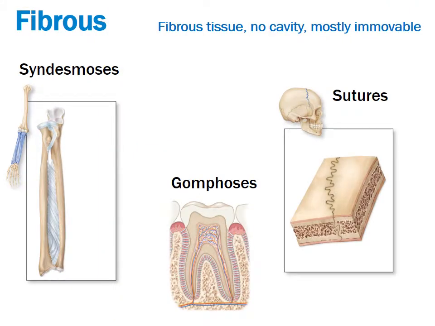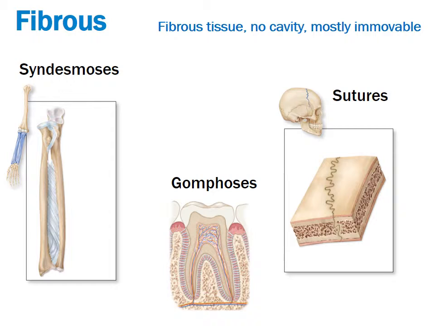There are three types of fibrous articulations. Syndesmoses occur when there's a long set of ligaments between the two bones, such as the radius and ulna here. Gomphoses are a special case where small ligaments connect a tooth to its socket in the bone.